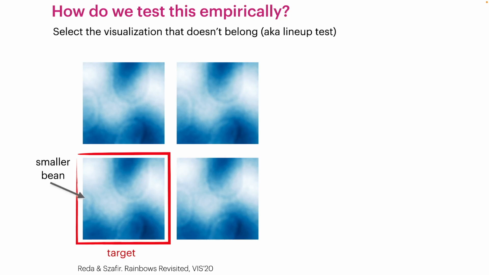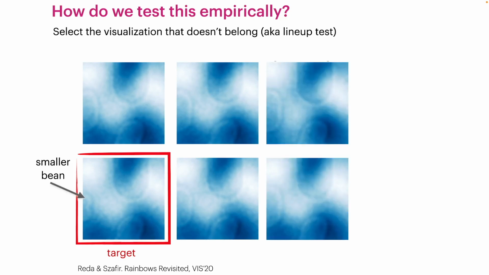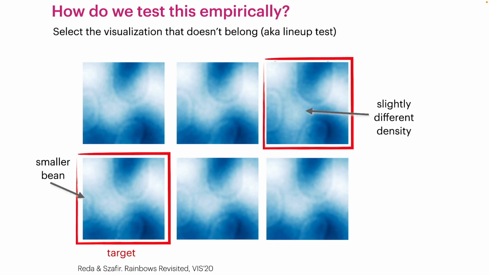But how do we test the competition on attention between two features? One idea is to add another set of visualizations to the lineup, one of which this time is different in its density. So we have a lineup that conveys two competing signals, a target that is different in its local features, and another target that is distinct in its distribution.